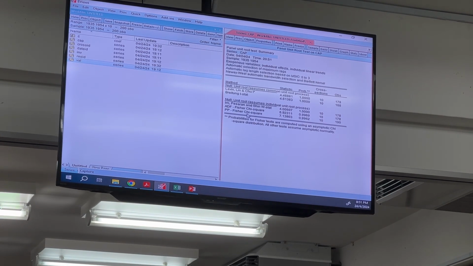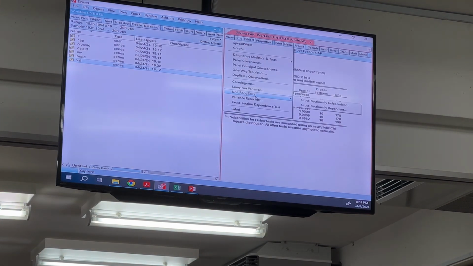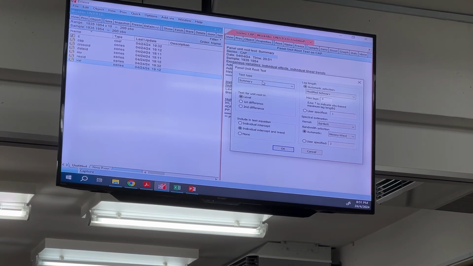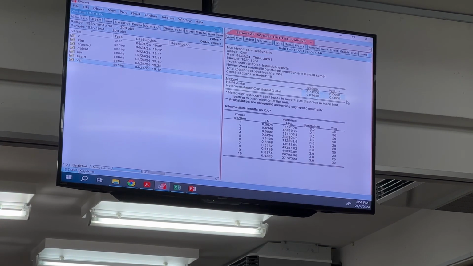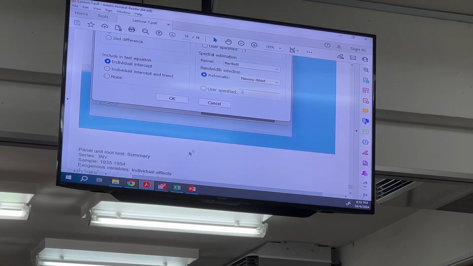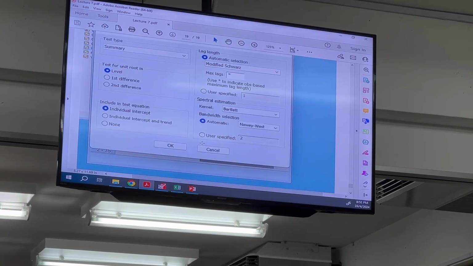And you ask, where is Hadri? Hadri is different. Hadri does not appear here because Hadri has stationarity as the null. So if you want to run the Hadri test, we have to run it separately to complement my summary. These tests share a different platform compared to the other tests, which have a unit root as the null. Okay? So that's the thing for me to share with you today.